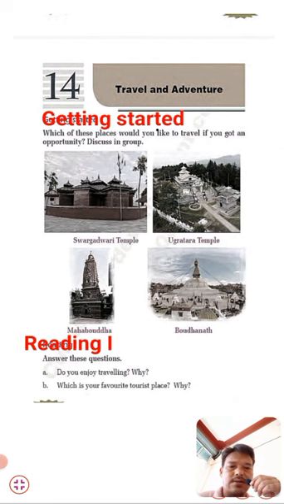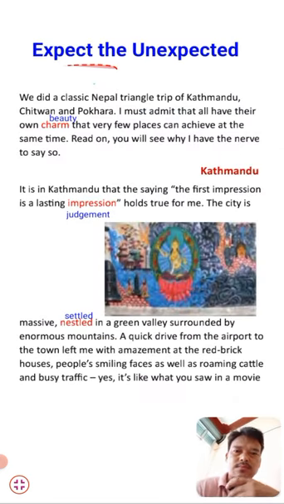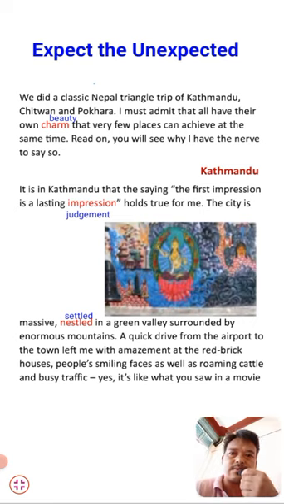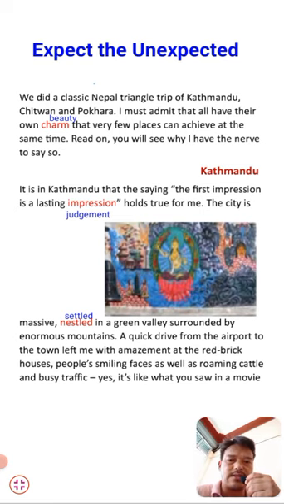Now let's move to the text, students. So here is the text. Expect the Unexpected is the first reading text that we will discuss in this video and in this lesson today. Students, expect the unexpected means that life is full of surprises and nothing is granted or predictable or absolute. So that is what this means.